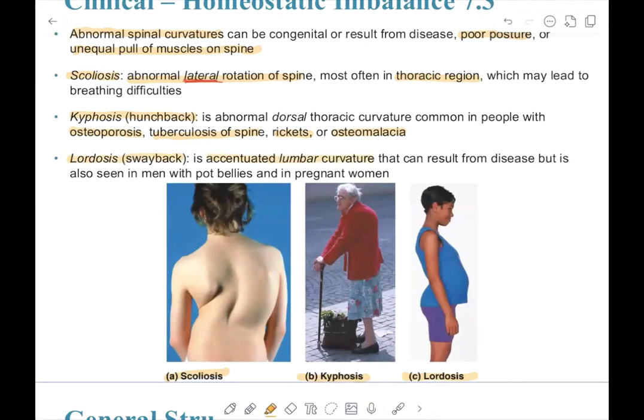It can result from disease, but it's also seen in men with pot bellies who drink too much beer, maybe, or have developed this belly over the years. This extra anterior weight is going to pull the spine forward. It also happens temporarily in pregnant women. A lot of times, especially during the third trimester, you'll see women putting their hands on their hips to brace themselves against the lordosis.